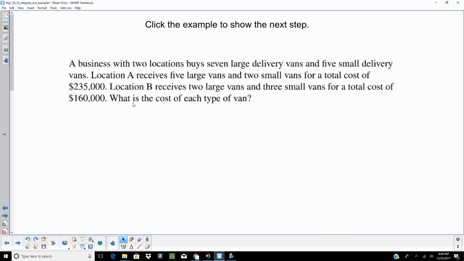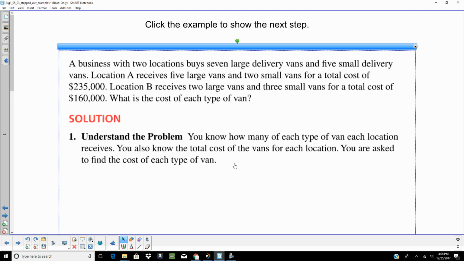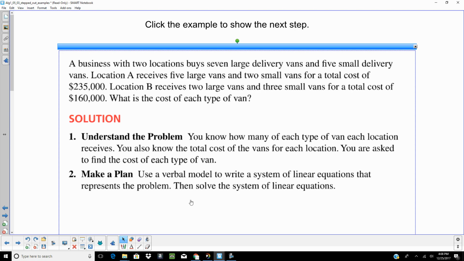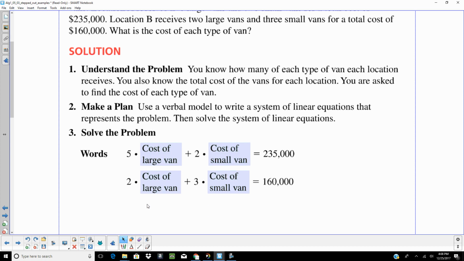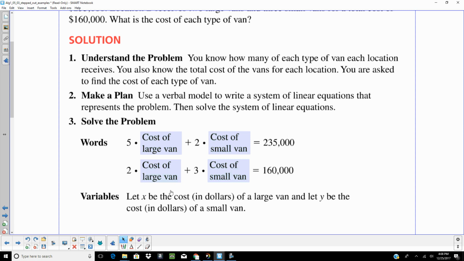What is the cost of each type of van? All right, that last question is really the most important. We have 2 vans, a small and a large. We need to know the cost of each. They give us 2 scenarios, so in my plan, I'm going to write 2 equations. So let's go ahead and solve that. 5 times the cost of a large van plus 2 times the cost of a small van equals 235,000. Do the same thing for your second equation. And again, it doesn't matter what you choose your variables to be. Right now, we're going to let x be the large and y be the small.